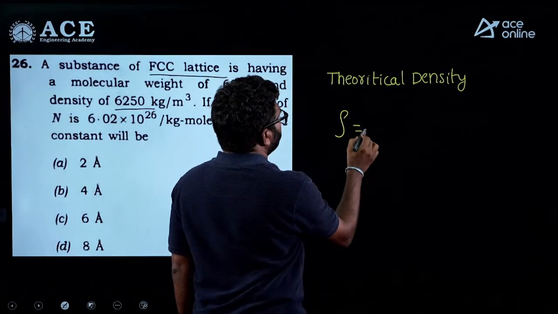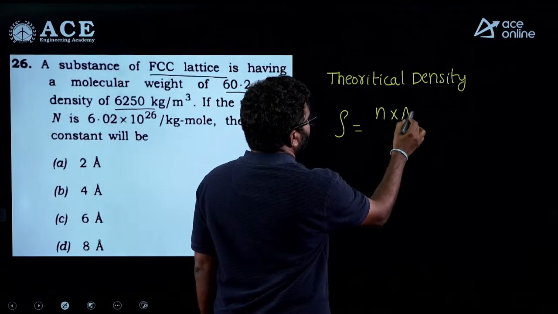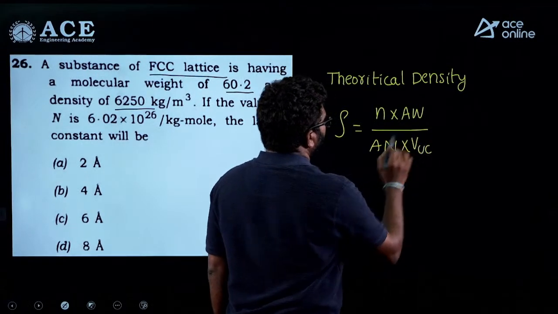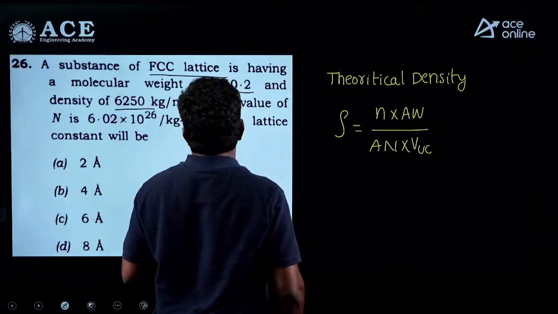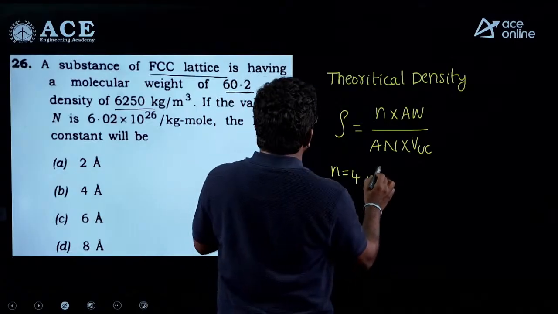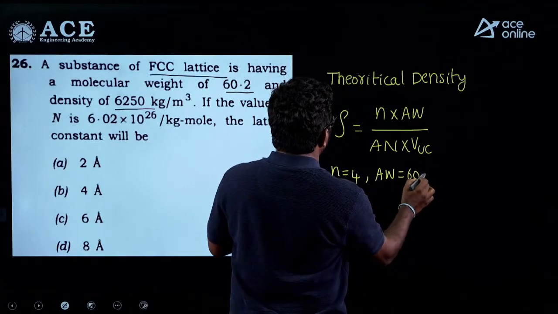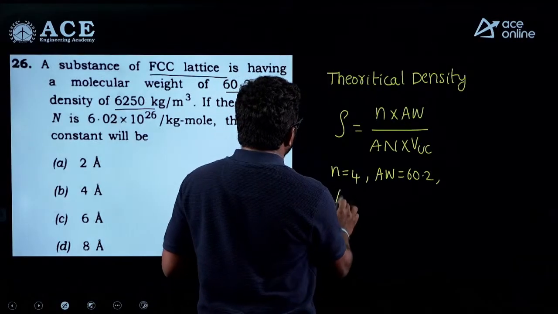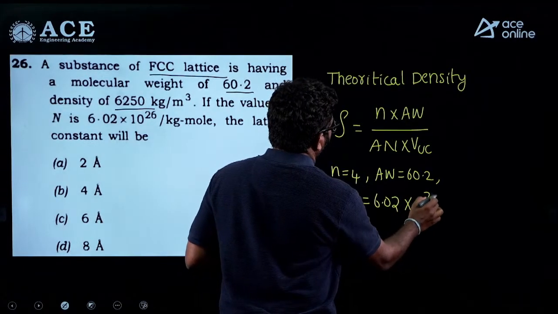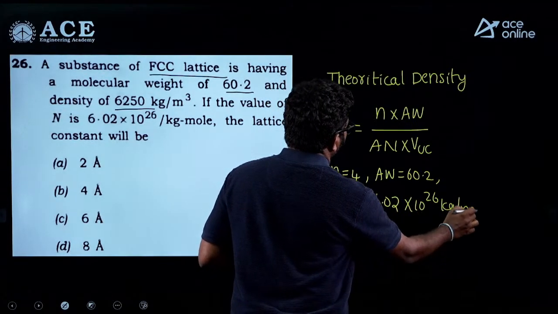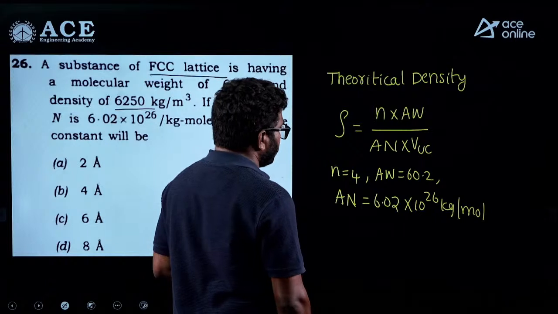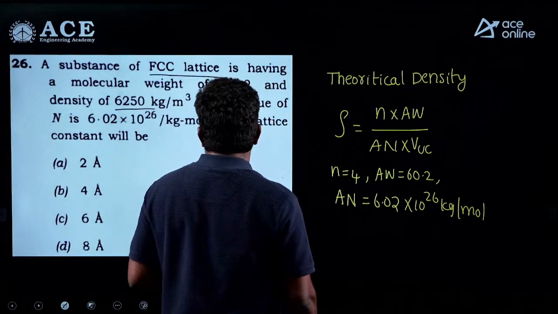So, theoretical density rho is equal to the number of atoms times atomic weight, divided by Avogadro's number times the volume of the unit cell. Here the FCC structure is given, so the number of atoms is 4. The atomic weight is given as 60.2, and Avogadro's number is 6.02 into 10 power 26 per kg mole. Actually, in 1 mole this many atoms are there, in 1 kg this many atoms, grams per mole, kg per mole, right.